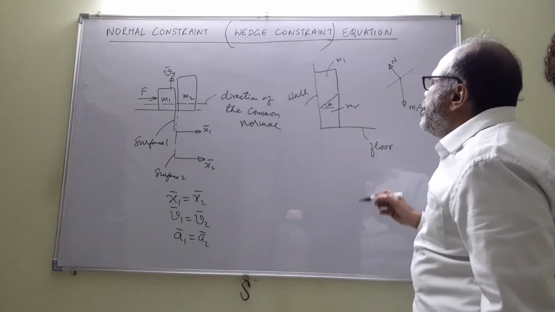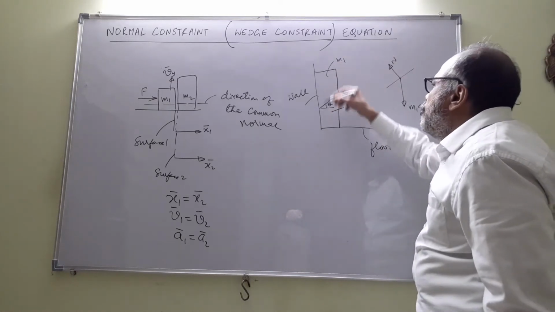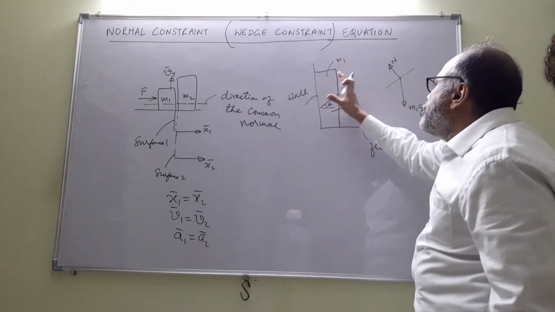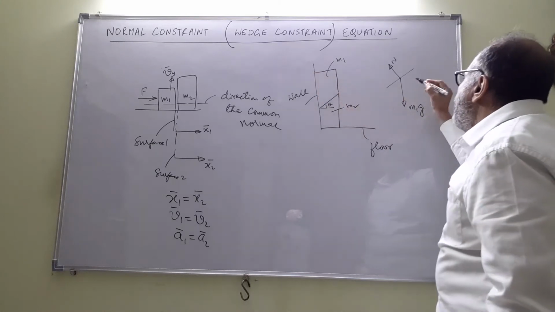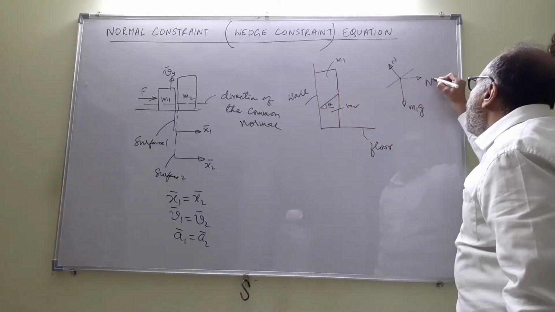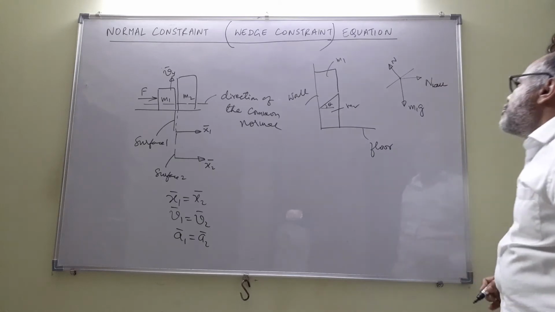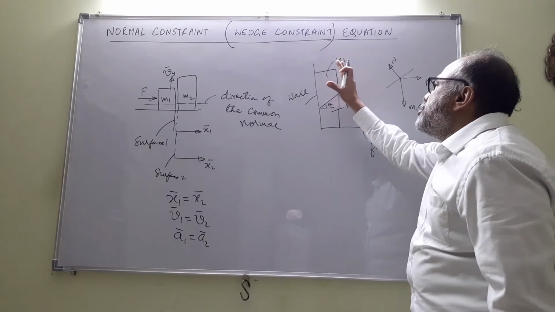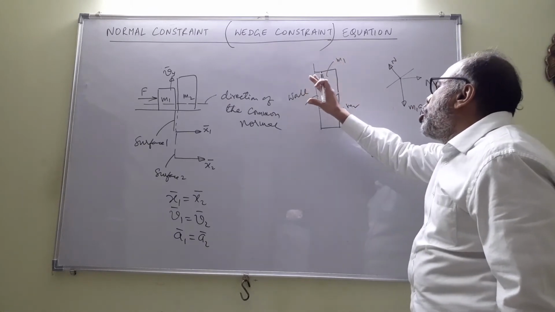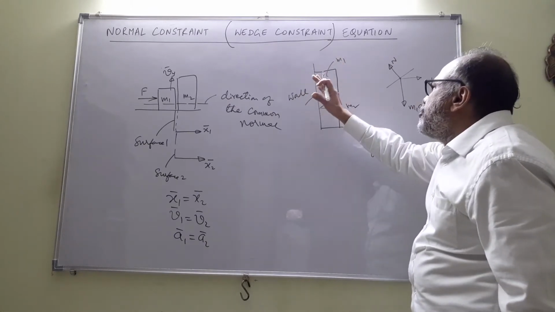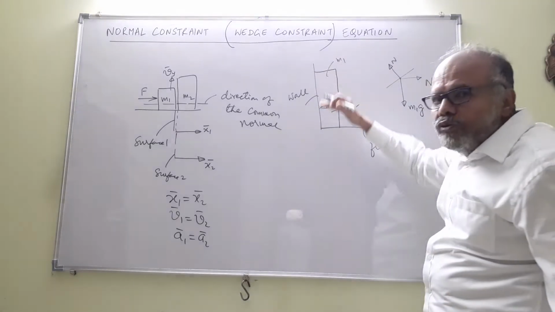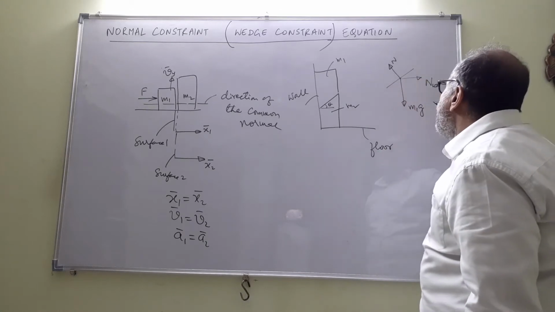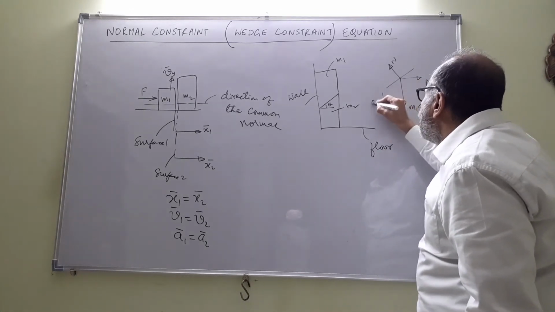Now the wall will also exert a force. If this block is now getting pushed against the wall, the wall will exert a force N wall. This would be the forces. Because this block is pushed towards the wall and making contact with the wall, it can have only a downward acceleration. So this body will accelerate downward.